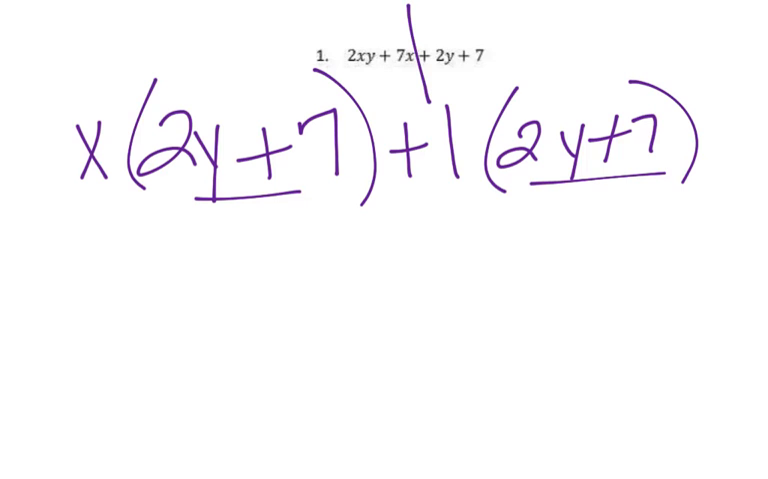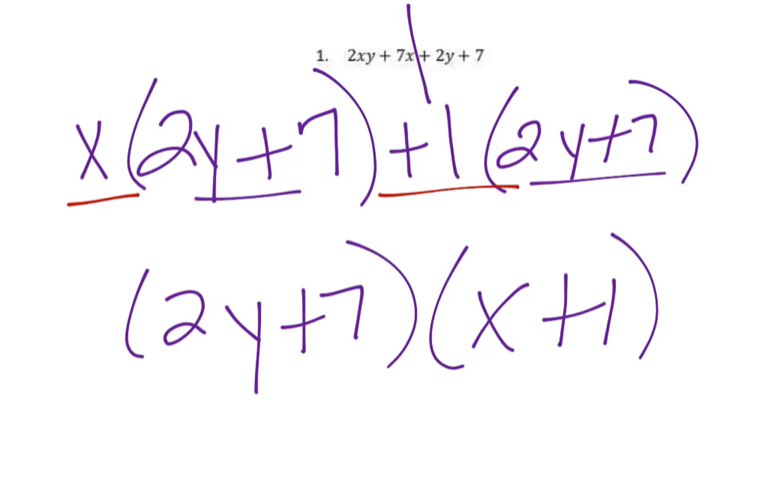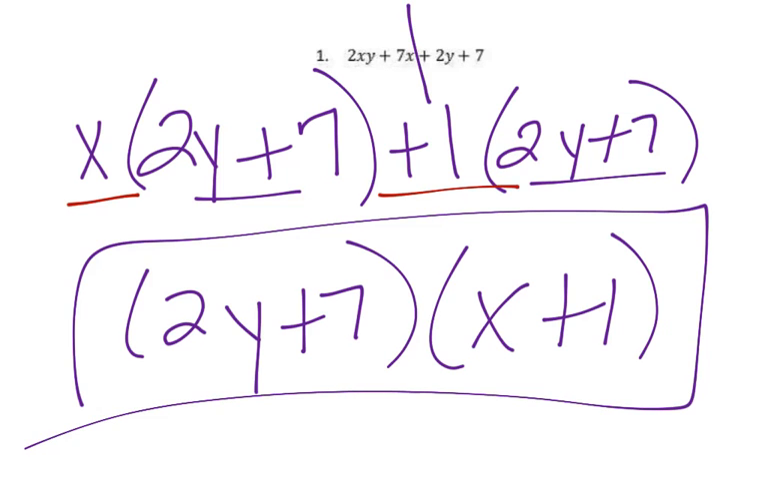So now you notice that both sets of parentheses are the same. That's a good thing. It's also an important thing. So you write that down. It's part of your answer. 2y plus 7. Then you take what you pulled out and turn that into the other set of parentheses, x plus 1. This is your answer.